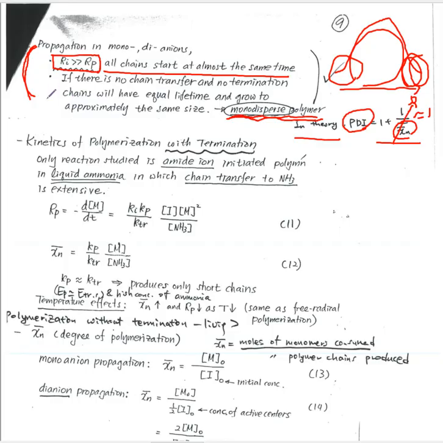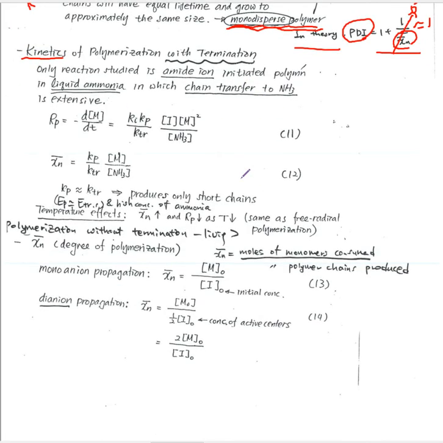Next feature is kinetics. Similar to cationic polymerization, the kinetics of anionic polymerization is also not much studied. The only reaction studied is amide ion initiated polymerization in liquid ammonia. Recall the first case of the initiator, there were 3 different kinds: amide in liquid ammonia, the organolithium case, and the electron transfer case.